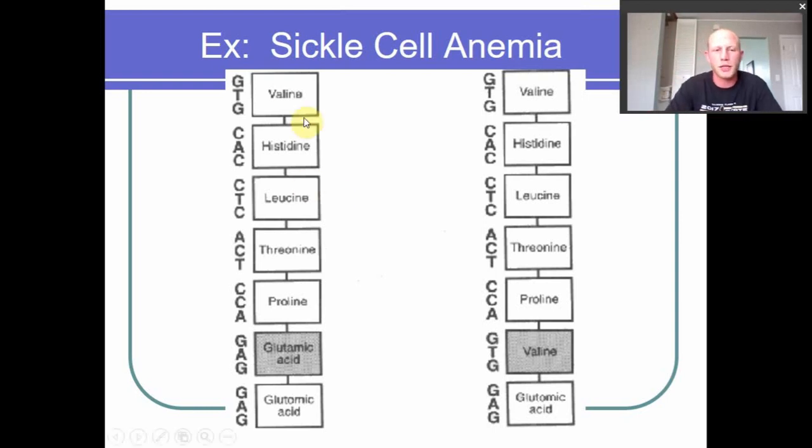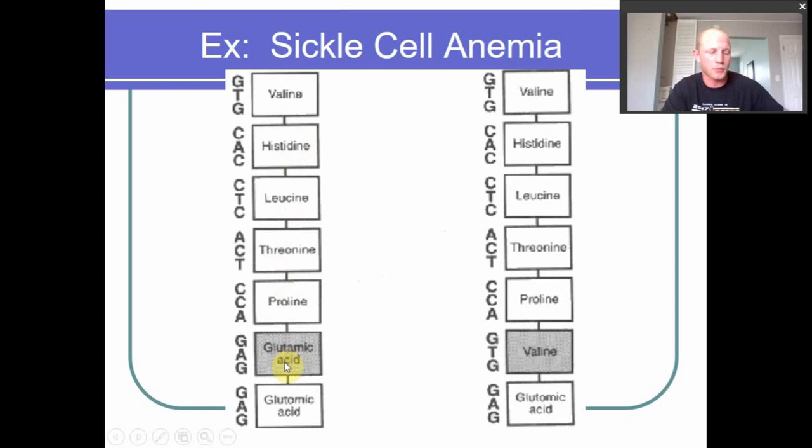And so we have a normal strand, and over here it says GTG-CAC, which is guanine, thymine, guanine, cytosine, adenine, cytosine. And you'll see these things like valine, histidine, leucine, tyrosine, proline, glutamic acid. GAG, notice how guanine, adenine, guanine make this glutamic acid. This is the process of them making the protein.